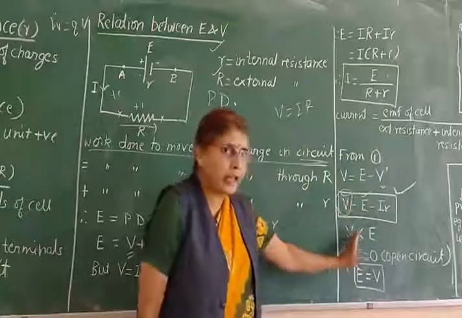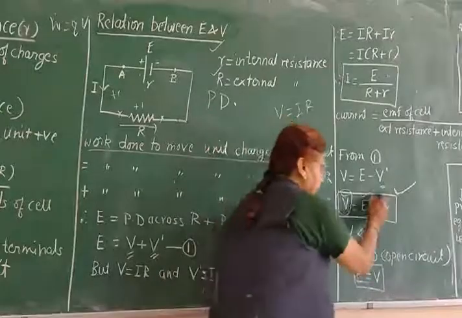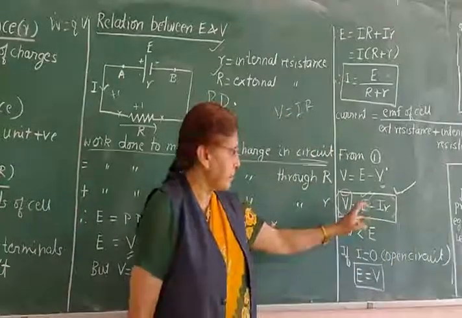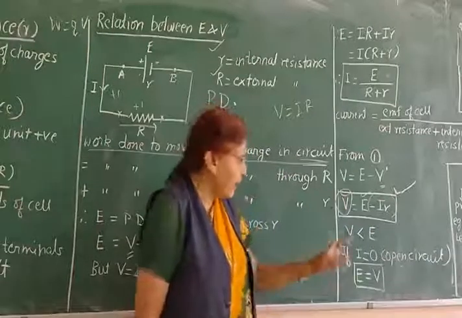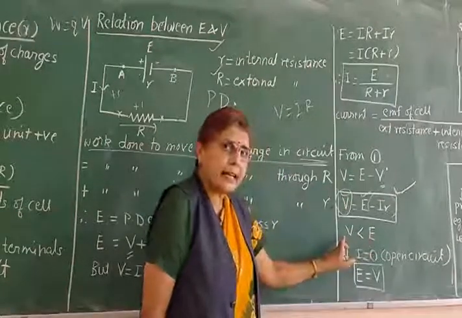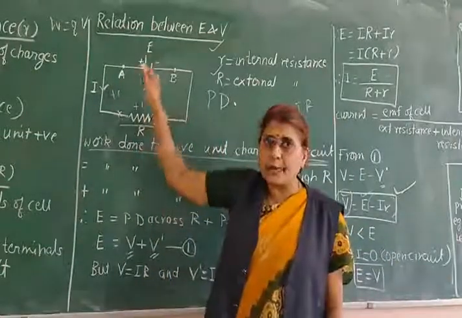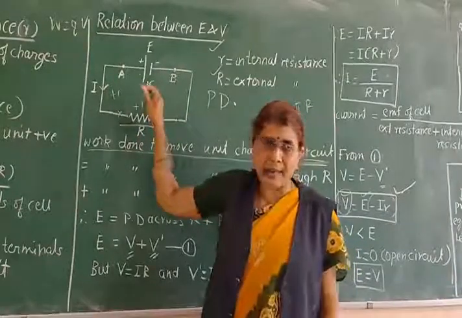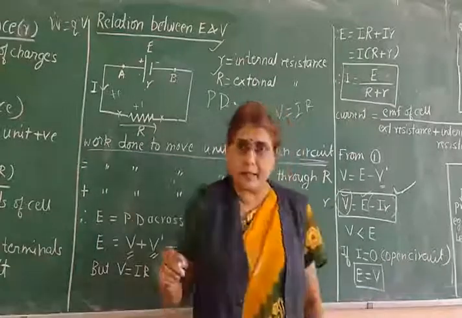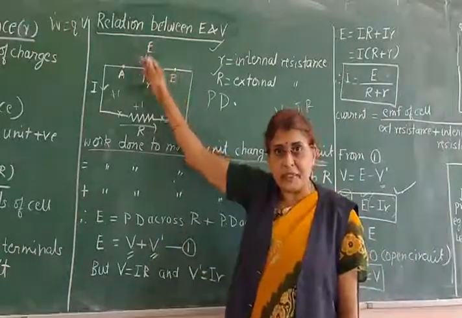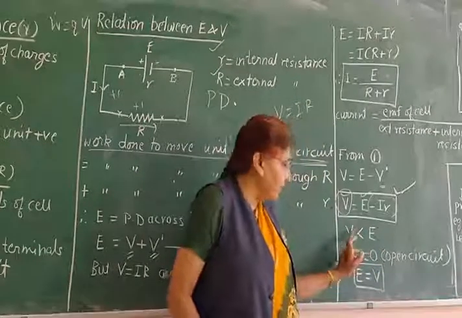Now, two conclusions you can draw from this equation. V is equal to E minus Ir. E minus something, so which is greater? From E, if you subtract Ir, then you get V. So which is the greater quantity here? E is greater than V. So V is always less than E when current is drawn from the cell. When it is getting discharged, V is always less than E. For CET, they ask you another question. When the cell is charged, it is reverse: V is greater than E. But for discharging mode, V is always less than E.